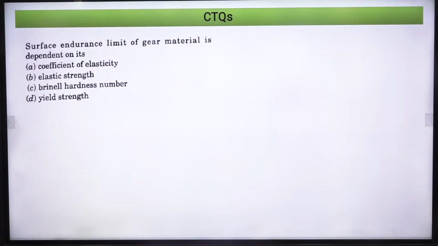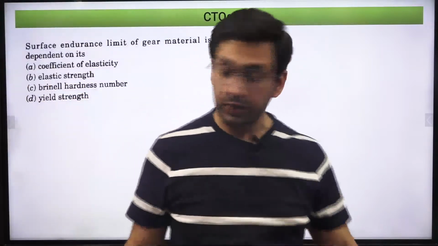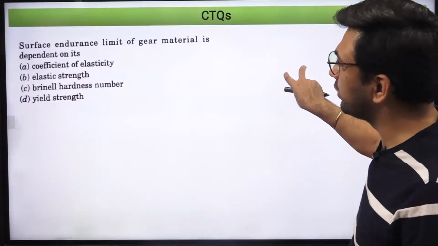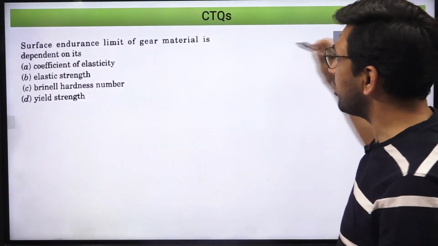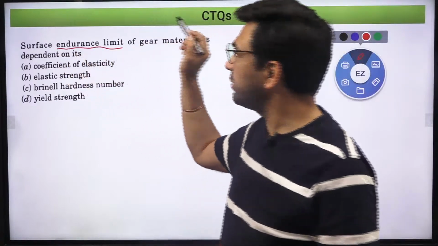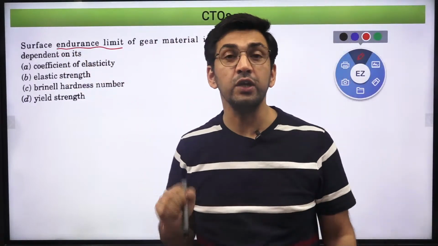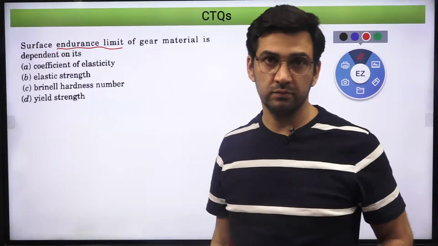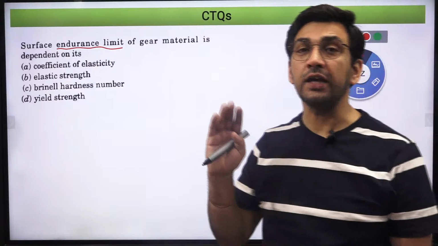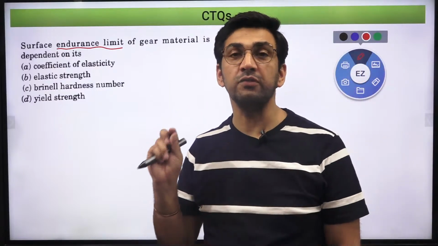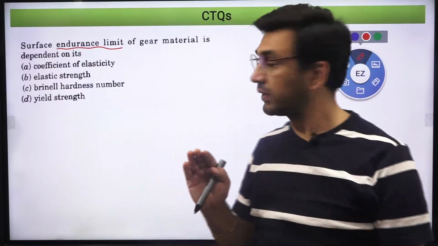Surface endurance limit of gear material is dependent on its what? Out of all these values, it will depend upon what? When you talk about the endurance limit, that means you must get the idea that some kind of fluctuating or repeated load may be acting, right? It means if that is acting, then there is a certain kind of failure over there. It must be a fatigue failure, right?